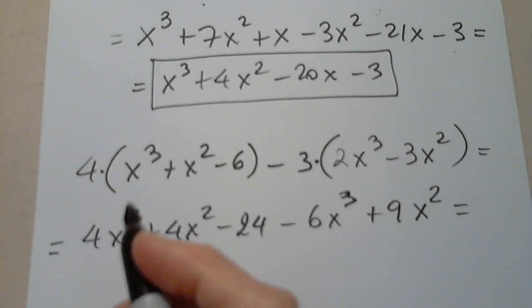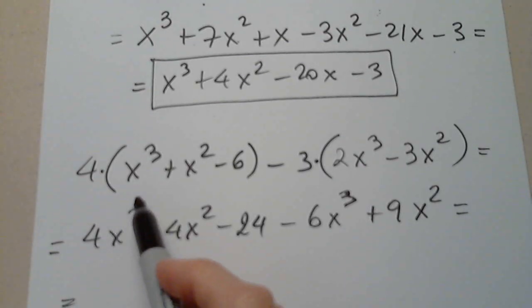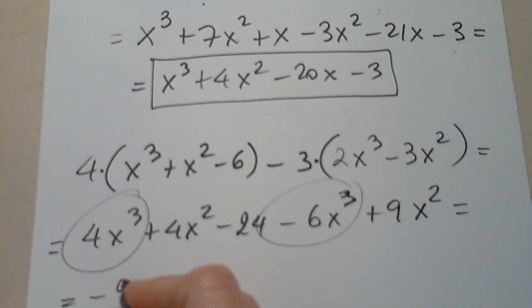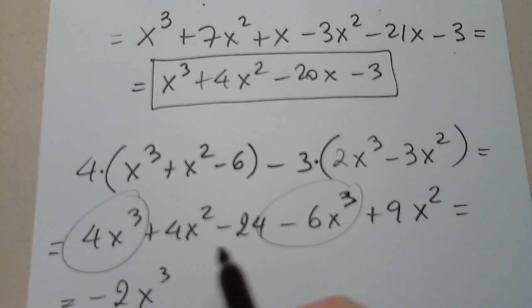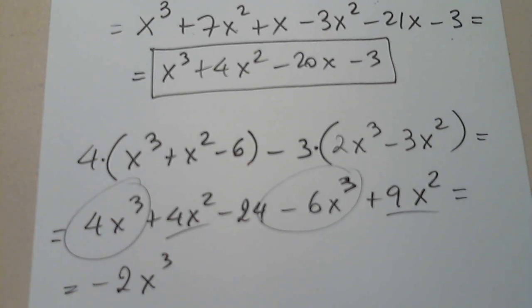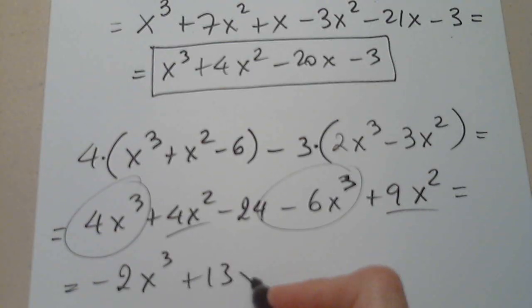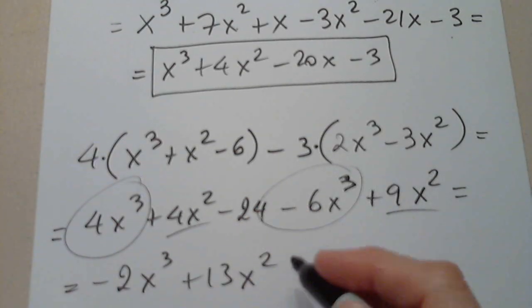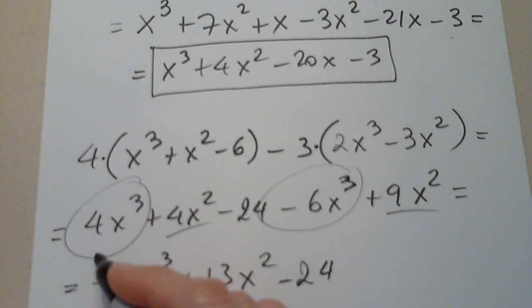Yes? Okay, now in descending order, I have to start with the highest degree, and I get -2x cubed. Then I have to continue with power 2, which is 13x squared. I should continue with power 1, but I have none. So I have to get to the power 0 then, which is -24. And this is it.